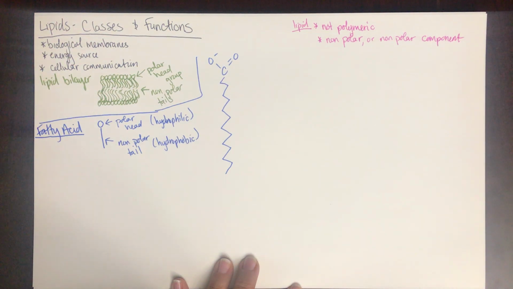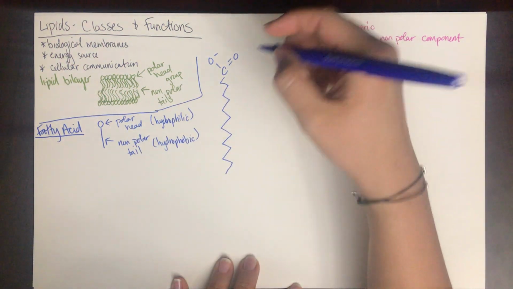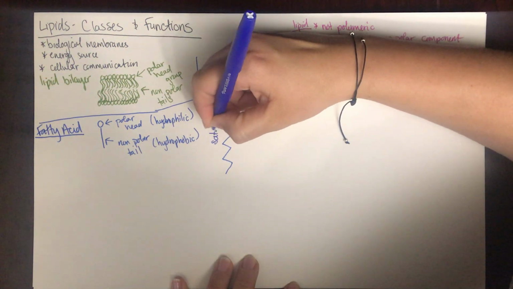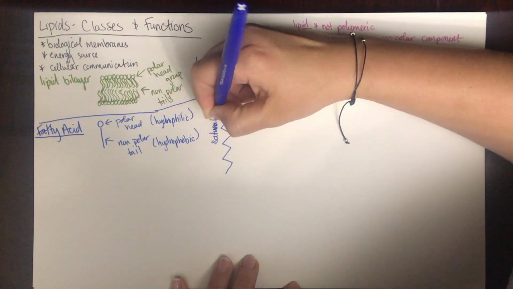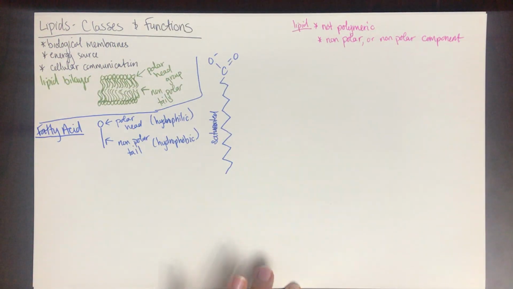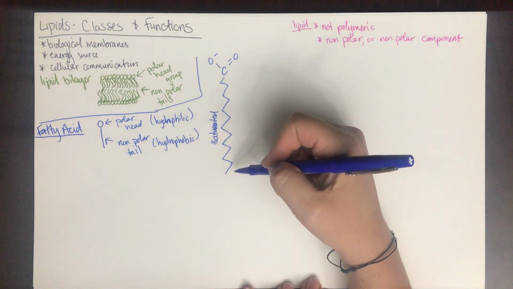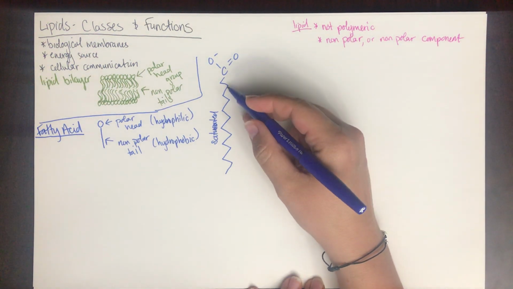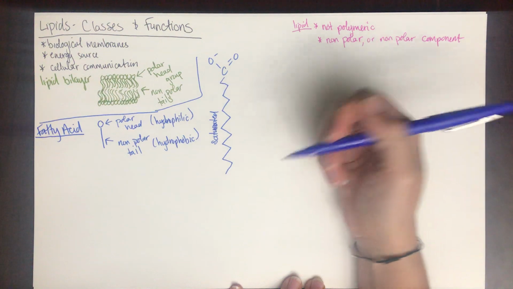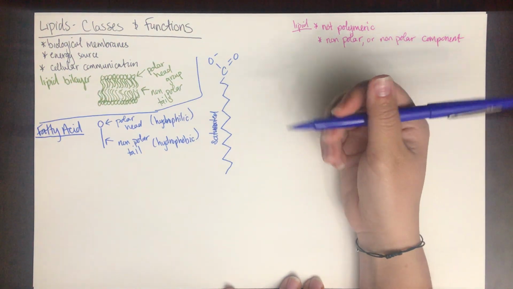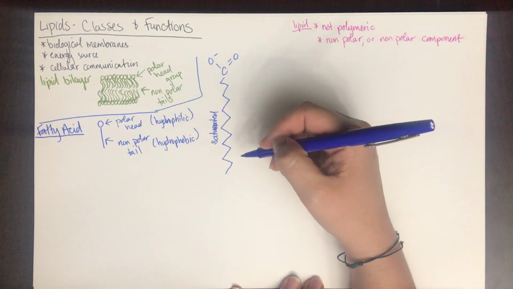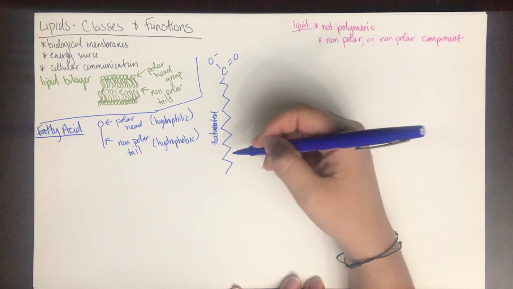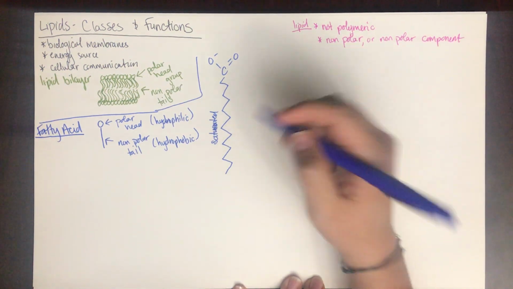This is an example of a saturated fatty acid. It's saturated because there is no kinks, and if we were to draw the complete structure, you would see that each of these carbons is saturated with hydrogen. So when you hear saturated versus unsaturated, it has to do with the saturation of carbon with hydrogen.